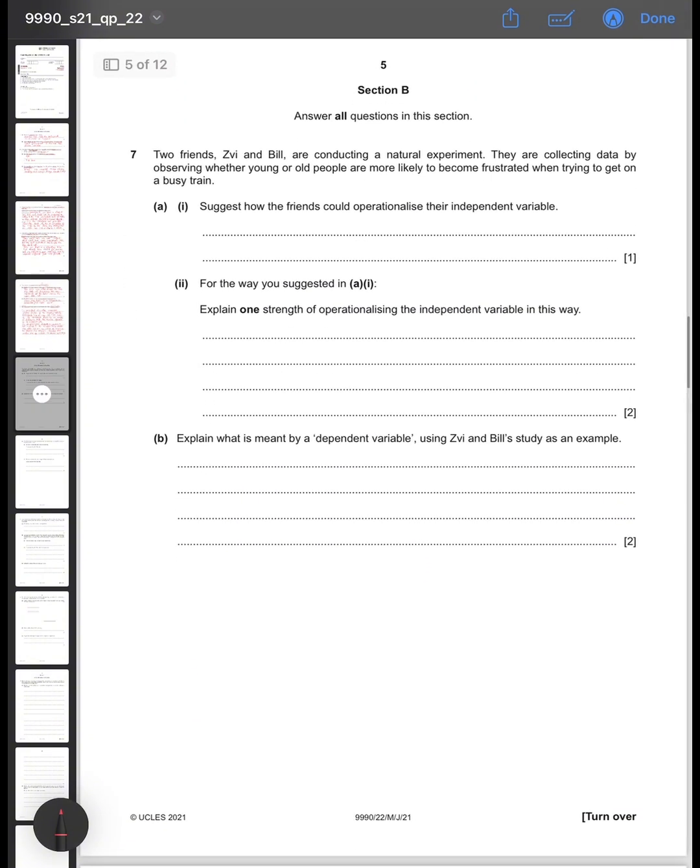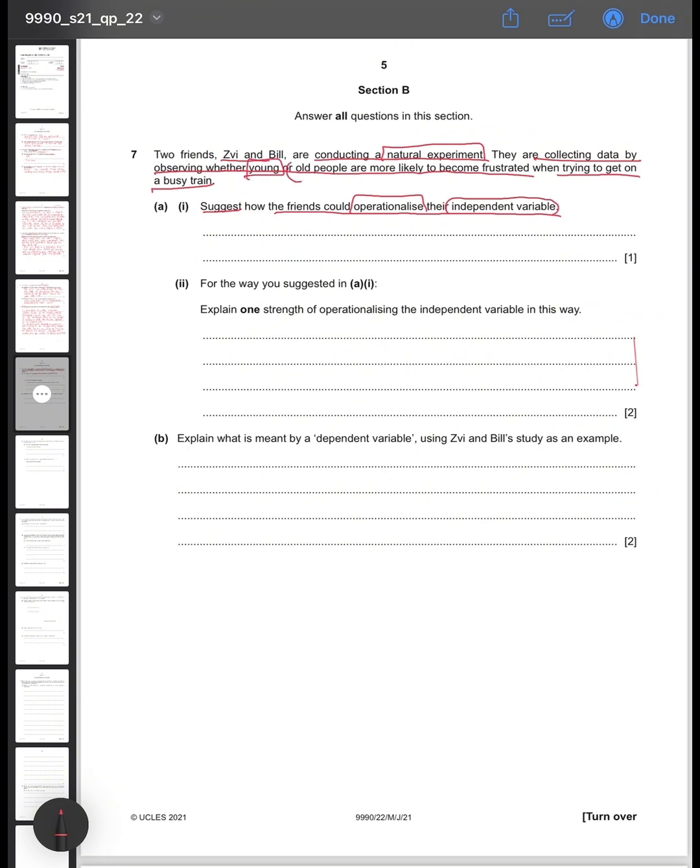Now moving on to section B, question number 7. It says two friends, Zoe and Bill, are conducting a natural experiment. They are collecting data by observing whether young or old people are more likely to become frustrated when trying to get on a busy train. Suggest how the friends could operationalize their independent variable. So first, read the prompt again. So their independent variable over here is young people or old people.